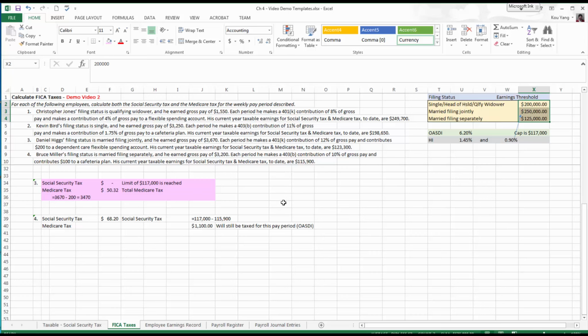Anyway, so $115,900 has not met any of these thresholds. So he will be taxed under the 1.45%, taking into consideration the $100 in cafeteria plan that he contributes each period. So what I'm going to do is take his gross earnings, which is $3,200, minus the $100 for the cafeteria plan.